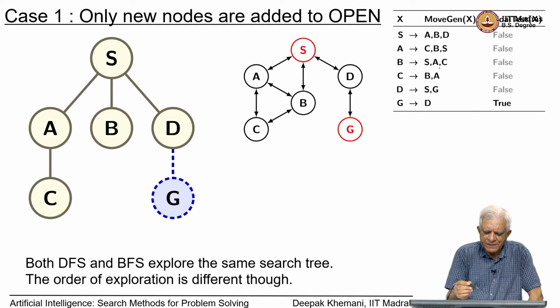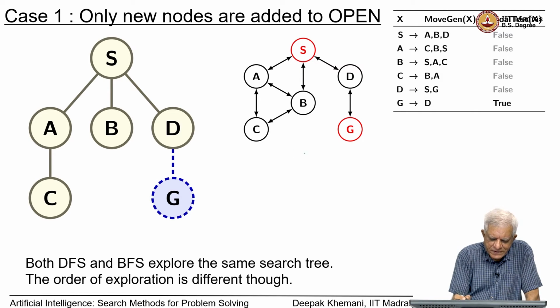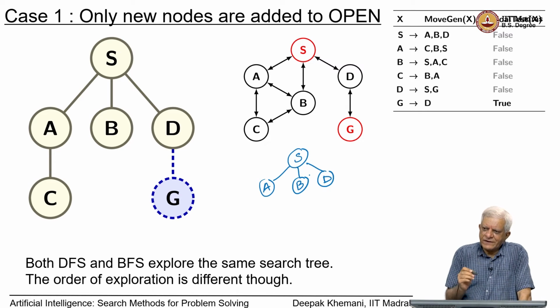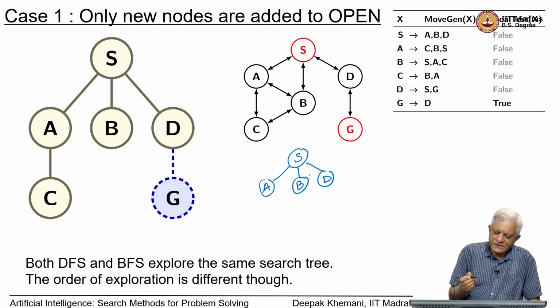So, what is happening here? If you just draw it again fresh, you start with S, then you generate the children of S. In which order do you generate the children? The order as given by the move gen function. So, in the first step both will generate the children of S, and in the first step both depth first and breadth first would pick up A next. They will pick up A.